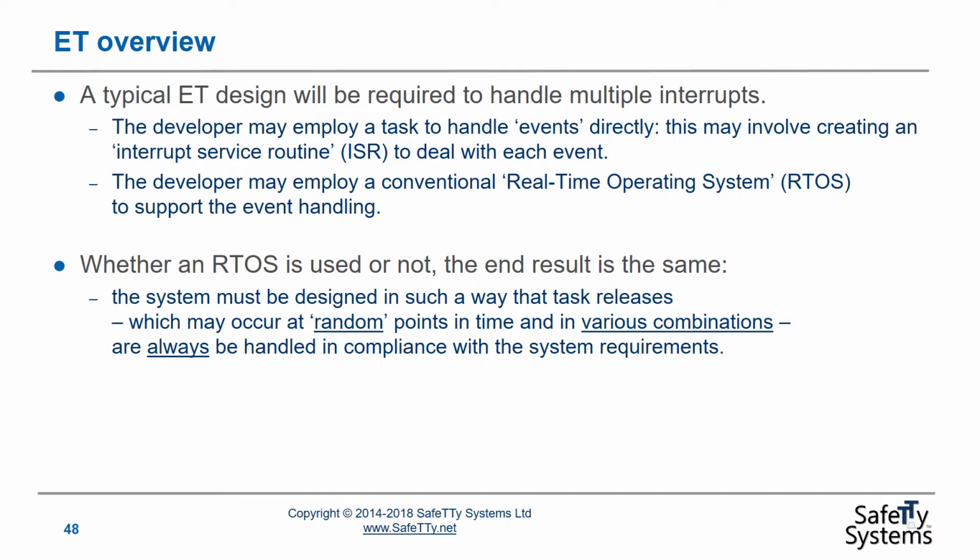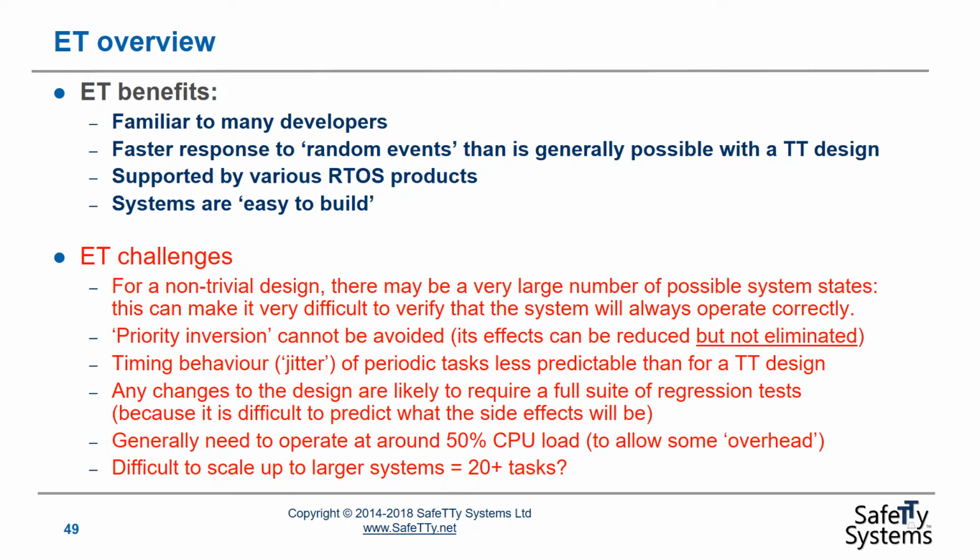This event-triggered system must be designed in such a way that task releases, which may occur at what are effectively random points in time and in various combinations, are always handled in compliance with the system requirements. This can be challenging in an event-triggered design. The main benefits of an event-triggered architecture are that they're familiar to many developers. They have a faster response to random events than is generally possible with a TT design. They're supported by various RTOS products, and they're considered to be easy to build.